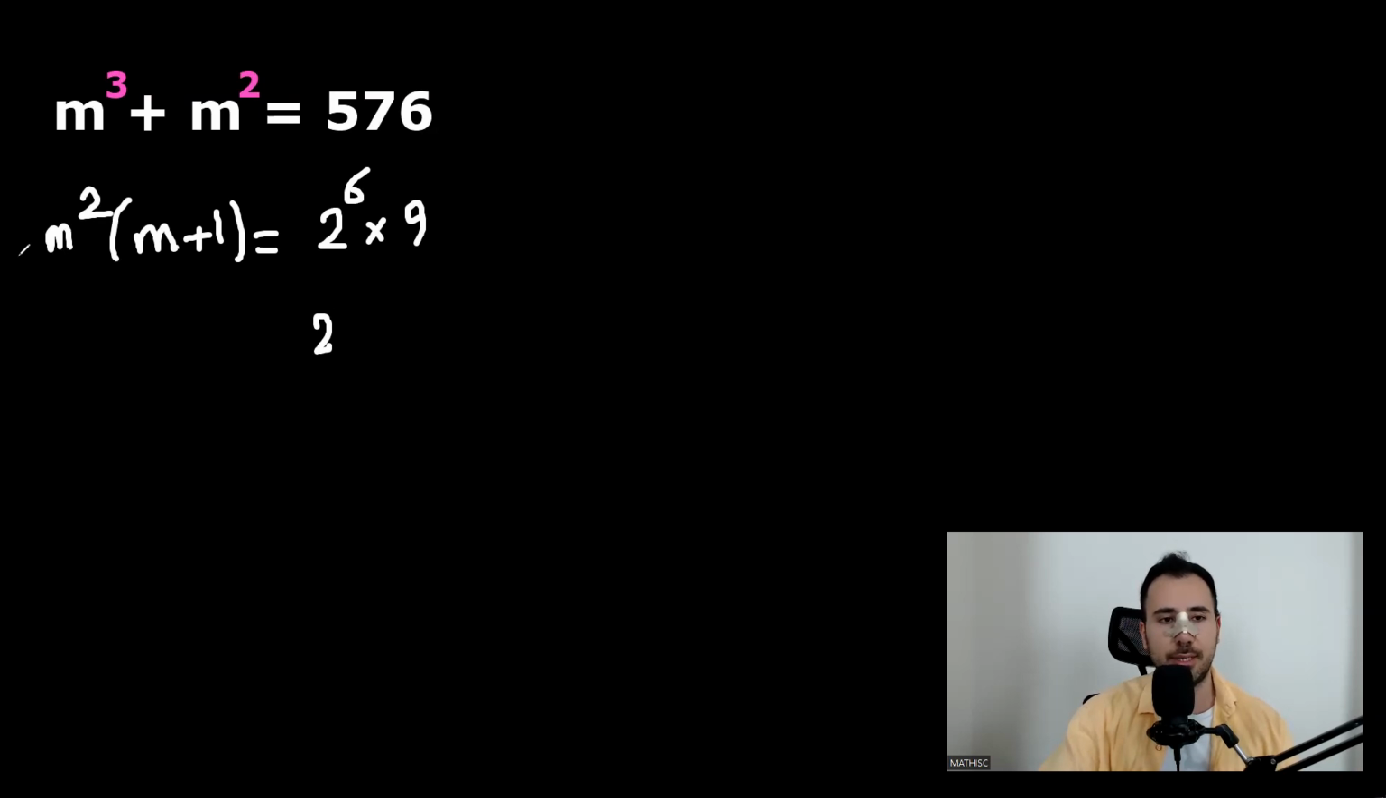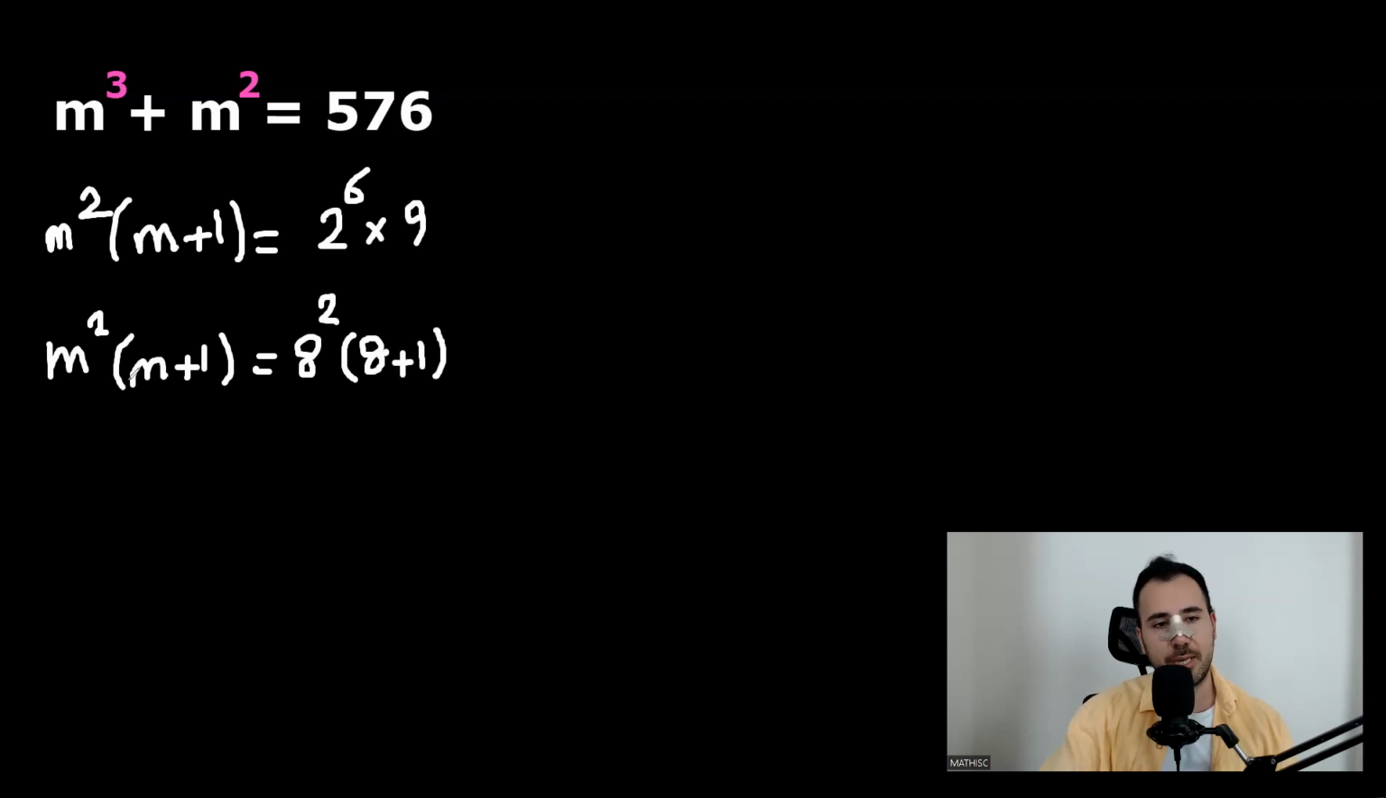Okay, so if I do it like this, the left side will be the same, but the right side will change into 8 to the power of 2 multiplied by 9. I'm going to write 9 as 8 plus 1. So by comparison, we would see that m equals 8. Okay. That's one of the solutions, right? We're not sure if there are any more solutions.